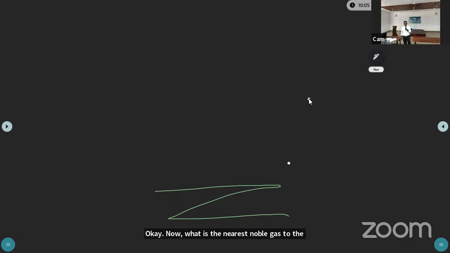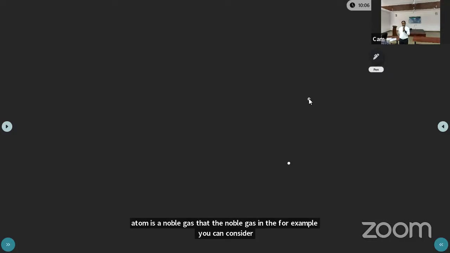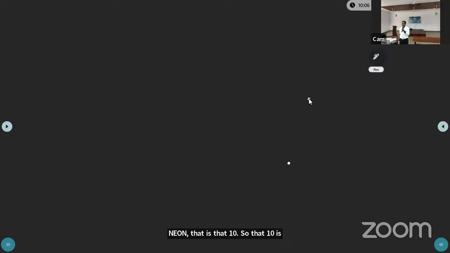Now, what is the nearest noble gas to the semiconductors, that is, the fourth group elements? For example, you can assume carbon, silicon. Silicon is a fourth group element. So what is the nearest noble gas for silicon? Neon and argon, right? The neon atomic number is 10 and argon atomic number is 18. If any atom is a noble gas, for example, consider neon, that is 10, so the electrons are 10 and protons also 10, right?